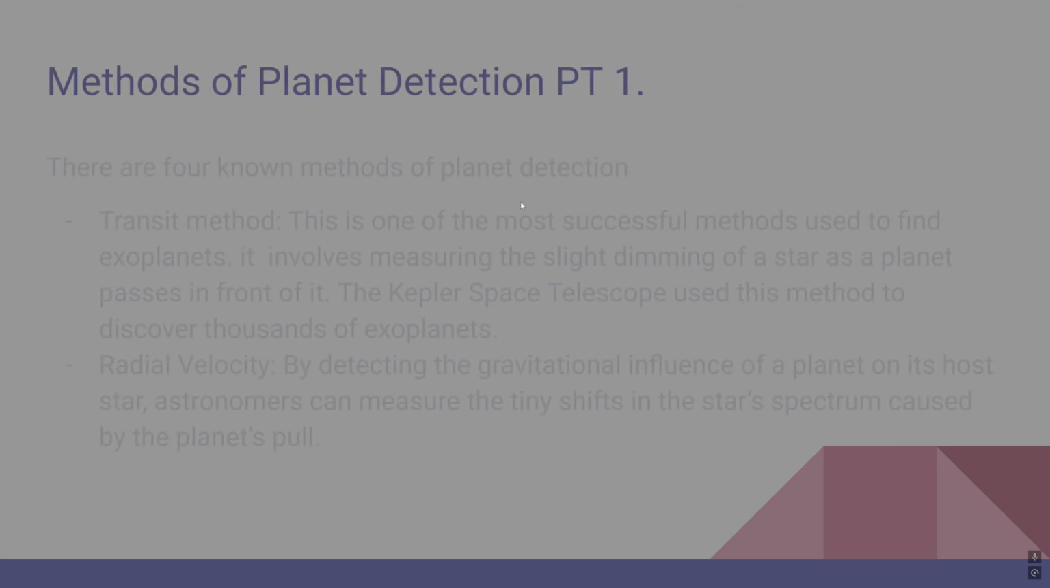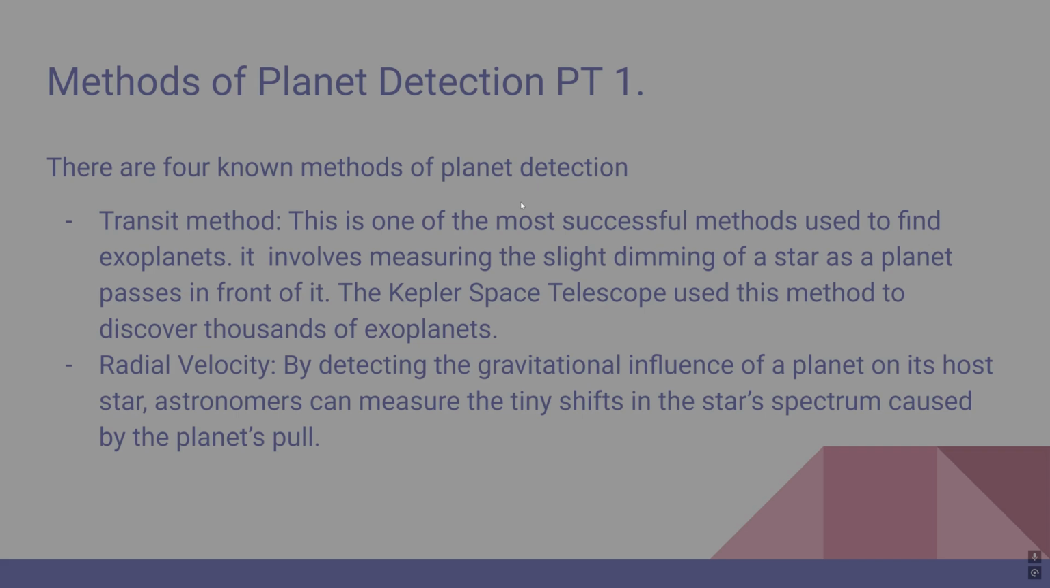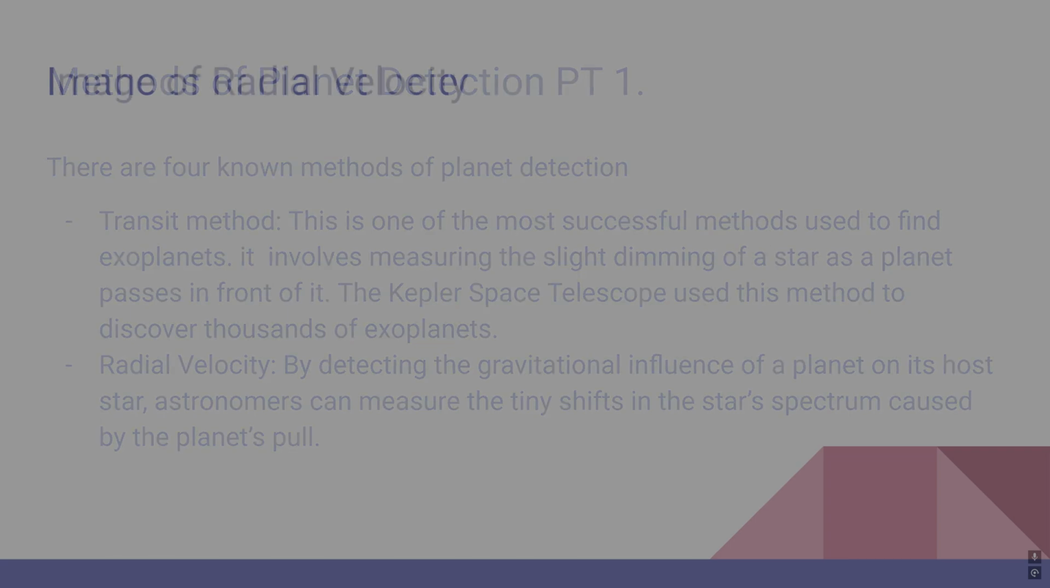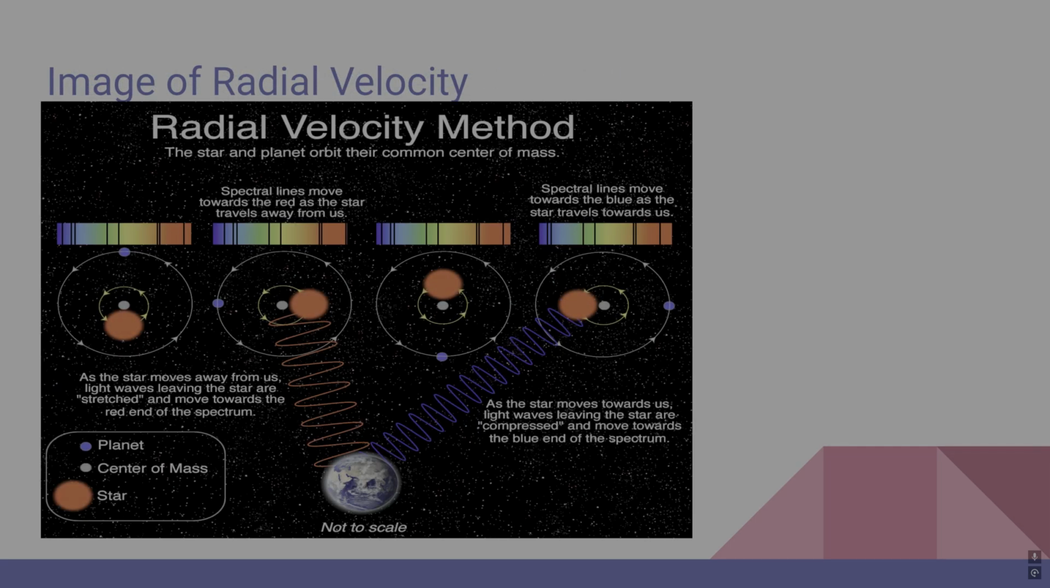Methods of planet detection. There's the transit method and the radial velocity, and if you want to, you can read the definitions. I'm not going to go into depth about those, but there's four total different types. There's those two: the transit method and the radial velocity. This is an image of radial velocity. I can't explain it. If you want to stop the video and read it yourself, you can. But this is what I got.